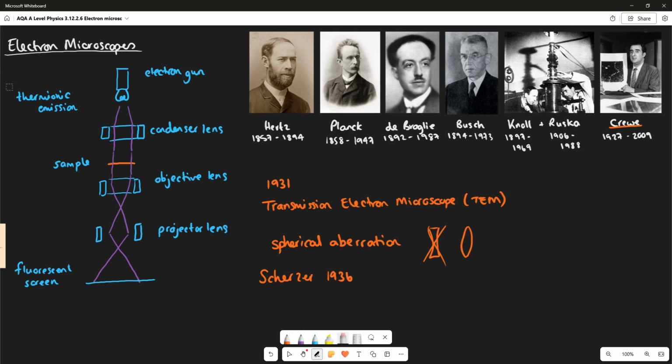One of these updates was to get rid of thermionic emission as being the source of the electrons, and instead have the electrons be accelerated by a large voltage from a plate that had a very sharp point. And what this did is it reduced the angle that the electrons were given out at and made it a much more defined beam.